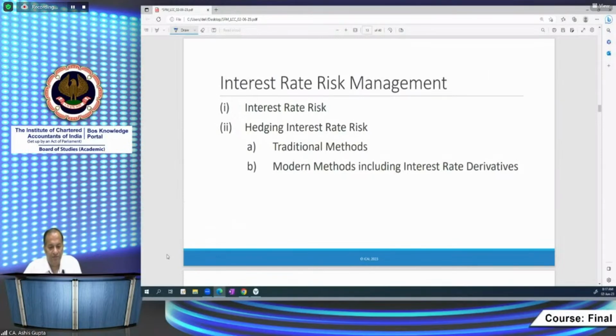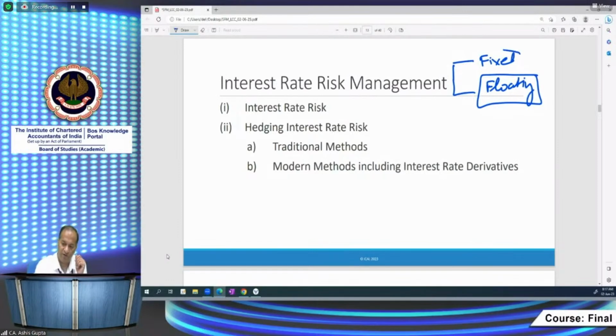Now, the next concept is interest rate risk management. As I told you in the beginning, the main cause of failure of SVB bank was interest rate risk. So here we shall discuss how we can hedge our interest rate risk. There is one important concept you need to understand better. There are two concepts. One is fixed interest rate, another is floating interest rate. Because of both of these rates, interest rate risk exists.